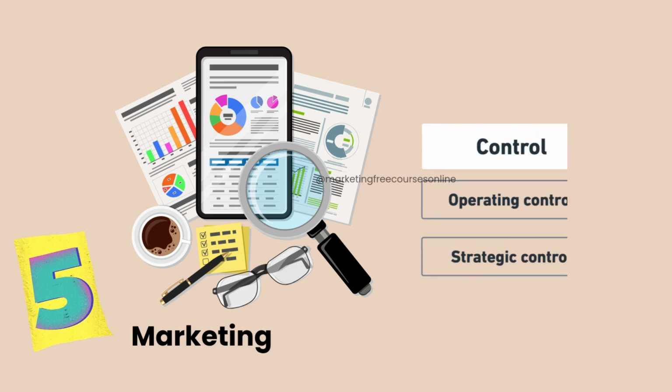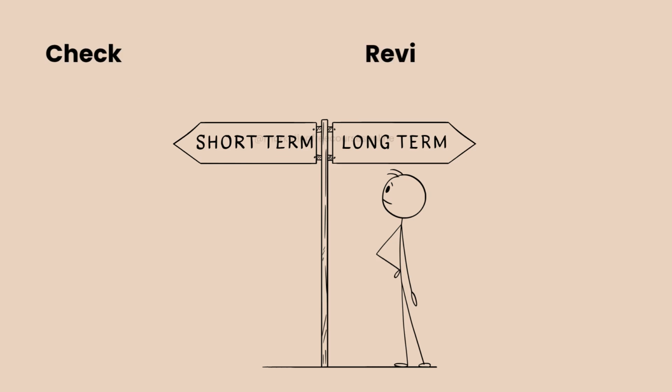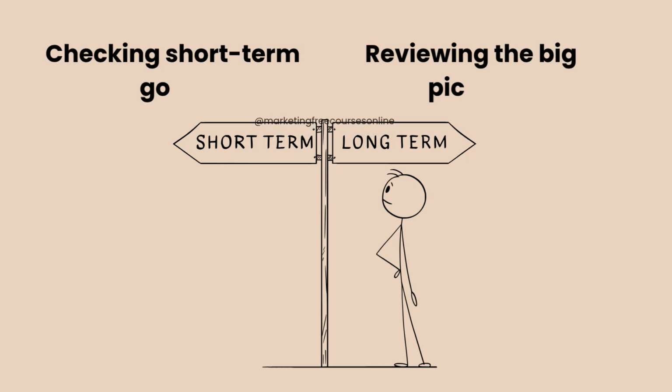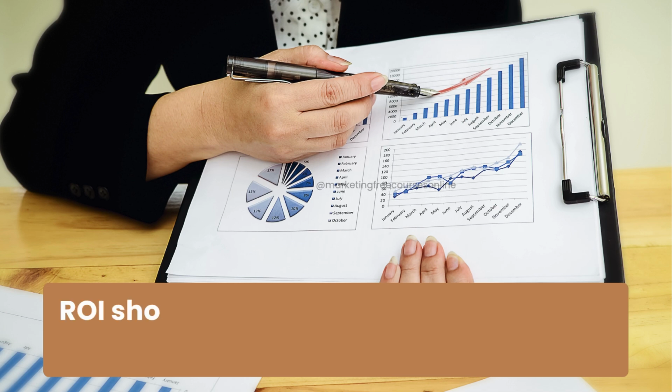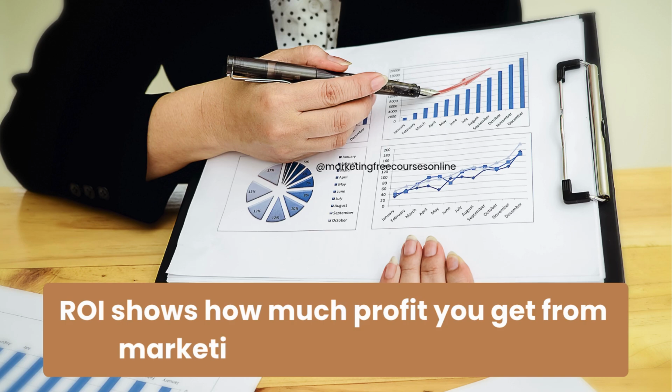Finally, marketing control checks if goals are met. There are two types. Operating control, checking short-term goals like did we sell 10% more coffee. Strategic control, reviewing the big picture, like are we still the brand customers trust? If something's off, companies adjust, like tweaking ads. A key measure is return on marketing investment, ROI. ROI shows how much profit you get from marketing compared to its cost.